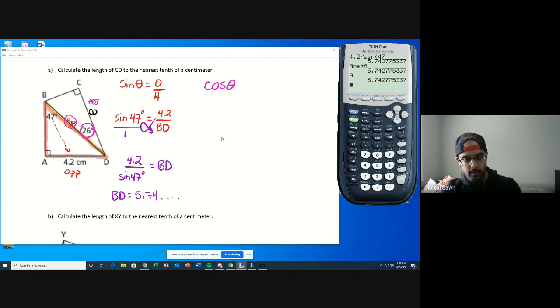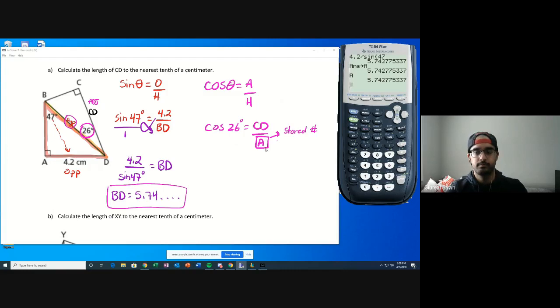So the cosine of an angle is the adjacent side divided by the hypotenuse. So now if we fill in those three pieces, the cosine of 26 degrees is equal to the adjacent, which we need, so CD, over the hypotenuse, which was that number we had stored. So let's just put an A there in the box. Okay, so this will be the stored number on our calculator. Essentially, that's this 5.74.